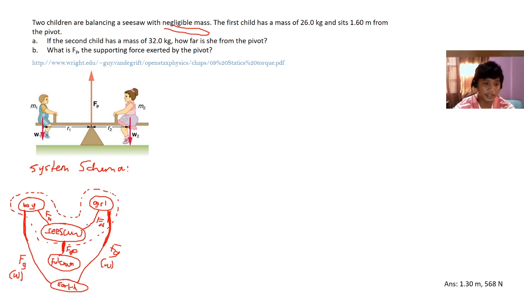Now Fn, the normal force between the boy and the seesaw and the girl and the seesaw, they are what you call internal forces. And we're not concerned with internal forces. They are within the system, but we are not concerned with that. Okay, so we now have a boy seesaw girl system, and now we can create a free body diagram.